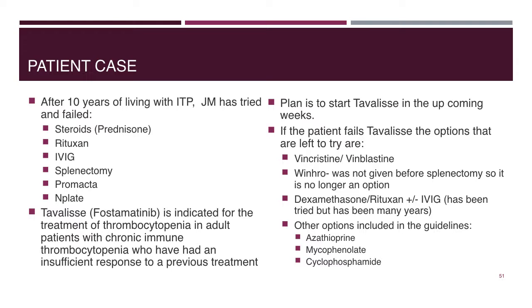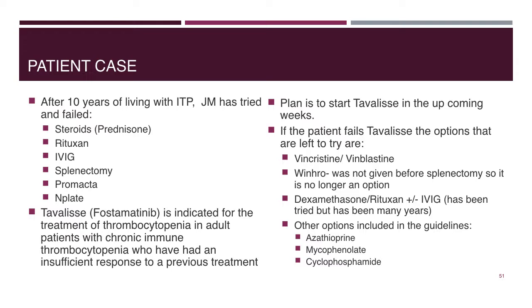Looking back one more time at our patient case, so JM has tried and failed steroids, Rituxan, IVIG, splenectomy, Promacta, and Nplate. His plan is to start Tavalisse in the upcoming weeks, but if the patient fails Tavalisse, there are just a couple options that are left to try. And so the patient can try vincristine or vinblastine. Unfortunately, they cannot try WinRho as it was not given before splenectomy, and that's one of its stipulations.